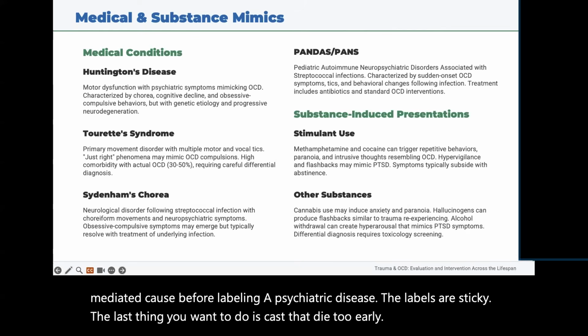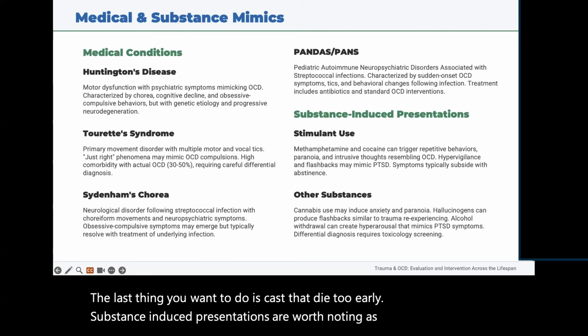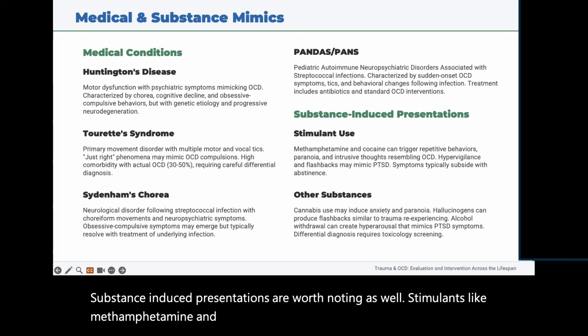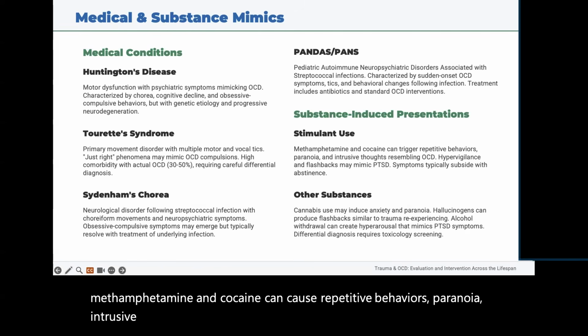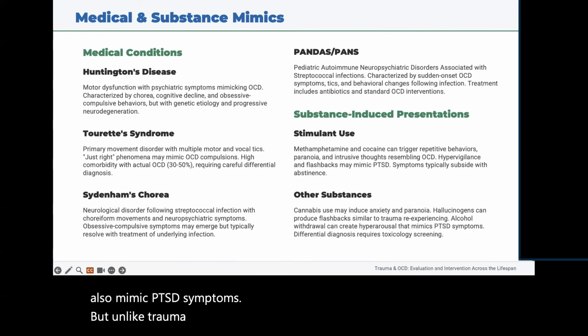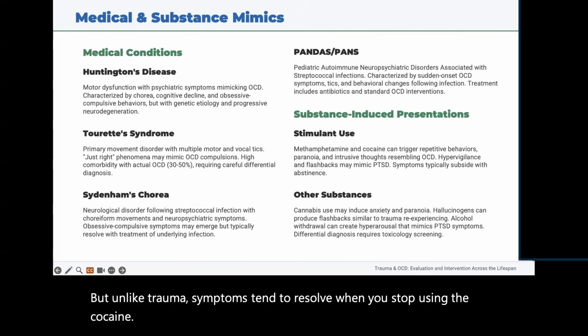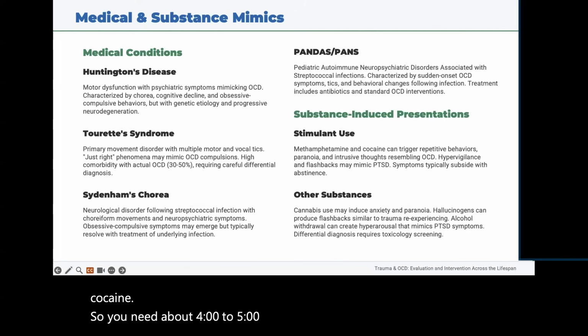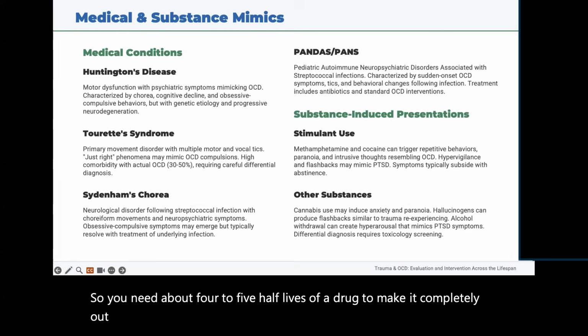Substance-induced presentations are worth noting as well. Stimulants like methamphetamine and cocaine can cause repetitive behaviors, paranoia, intrusive thoughts that look like OCD. Hypervigilance and flashbacks can also mimic PTSD symptoms, but unlike trauma, symptoms tend to resolve when you stop using the cocaine. So you need about 4 to 5 half-lives of a drug to make it completely out of the system. Cover that in psychopharm.